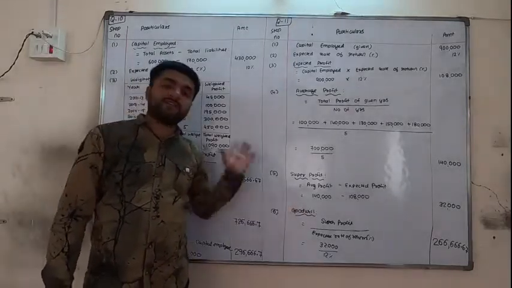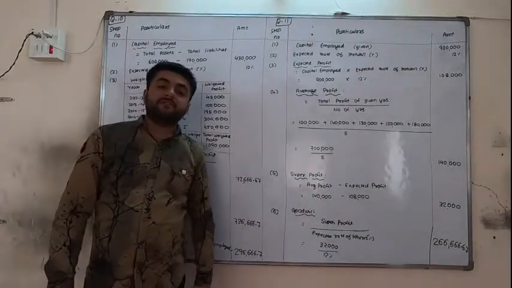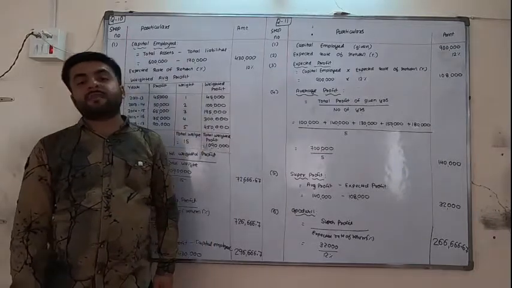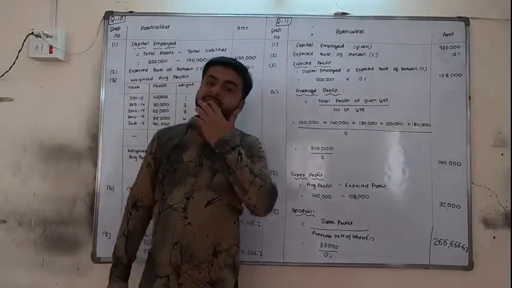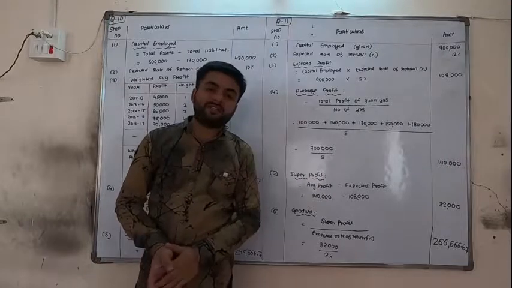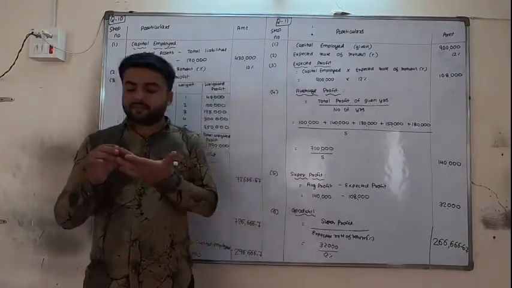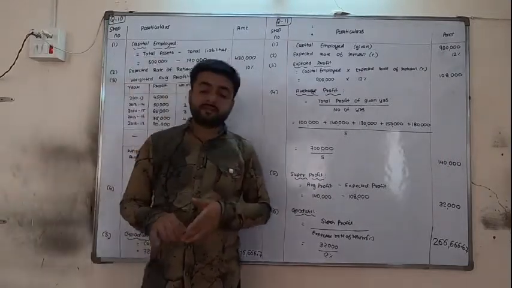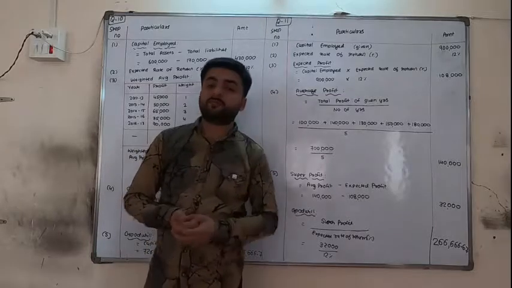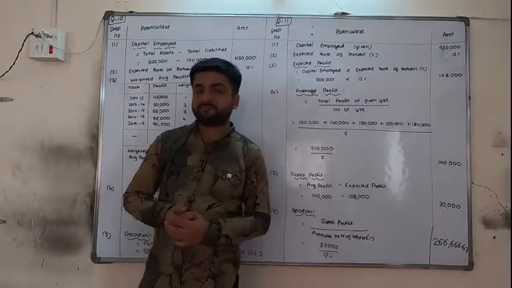The formulas: the first five steps are the same, the sixth step is different. First step is capital employed, total assets minus total liabilities. Second step is expected rate of return in percentage, which is given. Third step is expected profit, that is capital employed into expected rate of return in percentage.